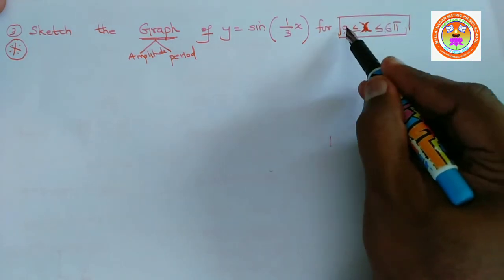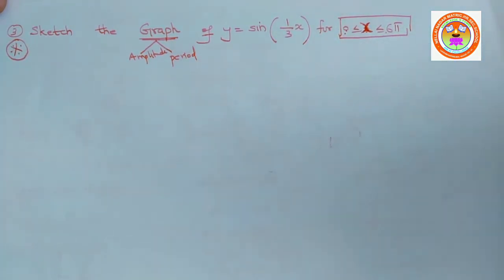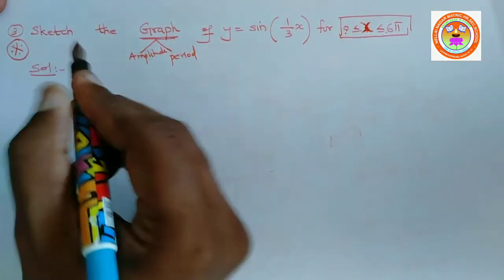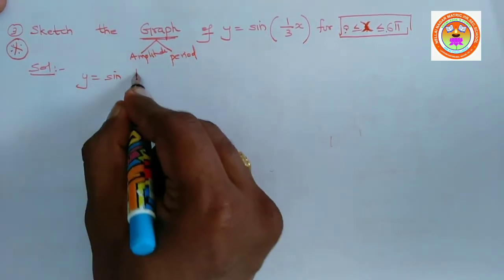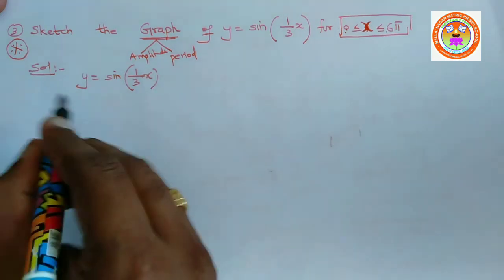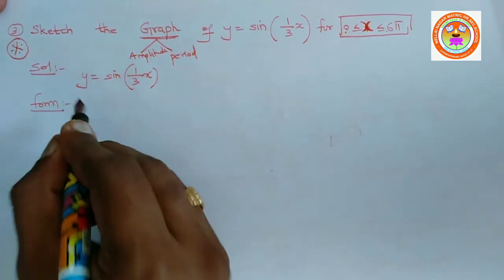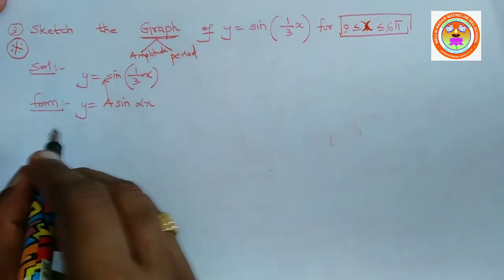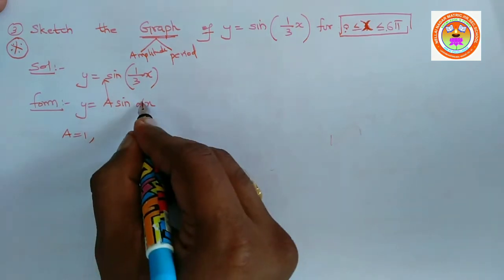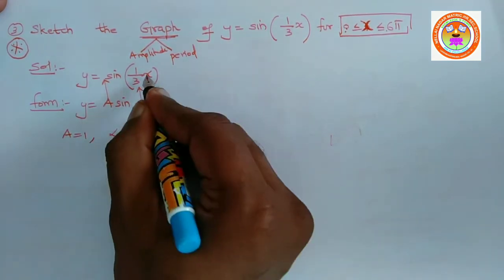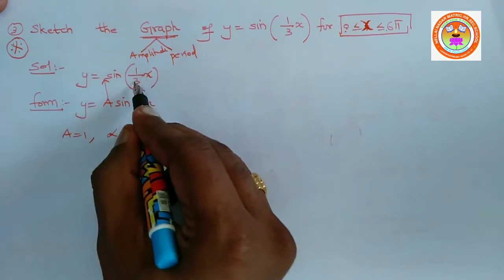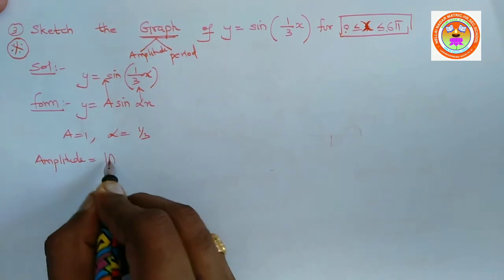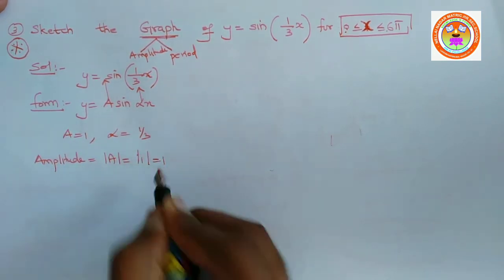That is, the x value is greater than or equal to 0, that is 0, then pi, 2 pi, 3 pi, but less than or equal to 6 pi. So first, the solution: write y is equal to sine 1 by 3 into x. We know the form. What is the form here? Y is equal to a sine alpha x. Now compare: a is 1, and alpha is 1 by 3, the coefficient of x. So the amplitude formula, which is well known, modulus of a, modulus of 1 is equal to 1.